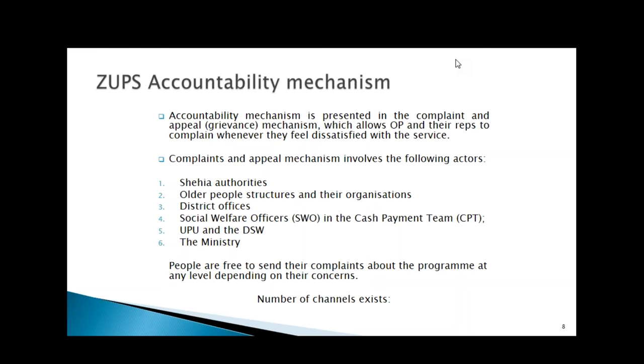Here, I should mention that we have several channels, at least five channels that we use for receiving these appeals. The older person can either go to the Shehia, which is the lowest administrative unit in Zanzibar, and send his or her claim, and then the Shehia understand what to do. They send the claim forward to the later stages for decision and further consideration. But they can also do otherwise. They can go to older people's structures, which is very important. I will explain later the role of these structures in this mechanism. But they can also go to the district level, or some of them go directly to the Zanzibar Universal Pension Unit, just to seek a quicker response to their claims.